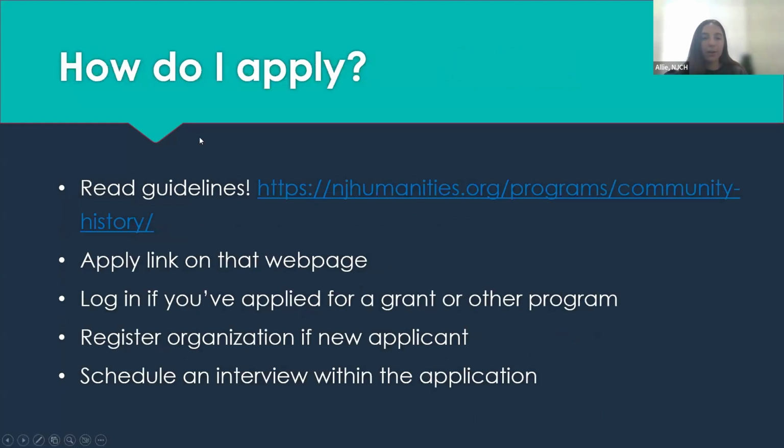All right. So in terms of applying to do this, you'll want to read over the guidelines first and make sure that you're able to fully participate and that the schedule works for you. You'll find the apply link on the NJ Humanities Community History webpage at the bottom of the site that you can click on, and it's going to take you to a website called Foundant, which is just where NJCH hosts all of our applications. You can log in if you've applied for a grant or another program through NJCH before, but you will need to create a new account and register your organization if you're a new applicant to NJCH.